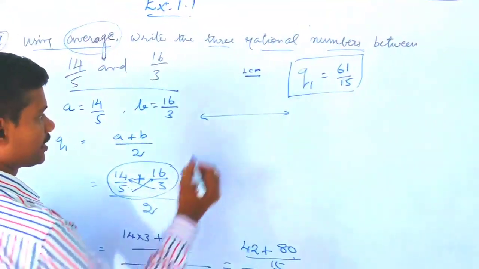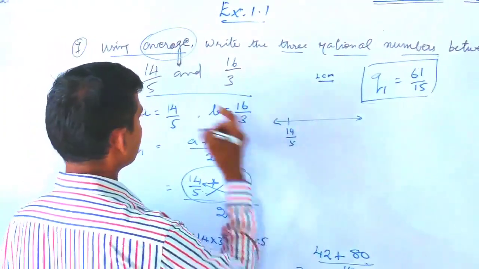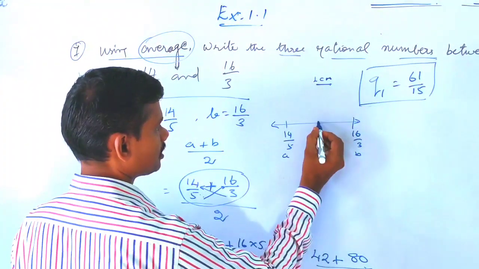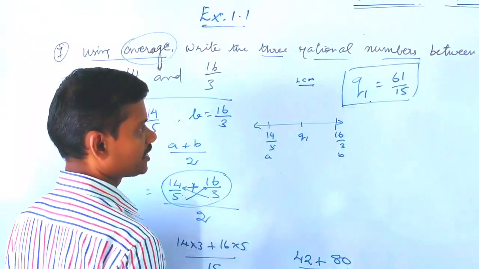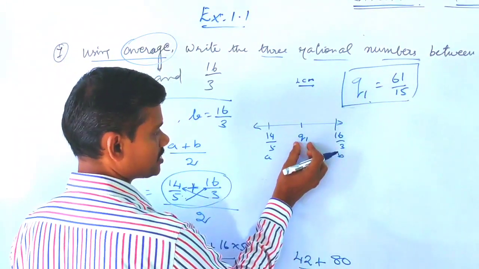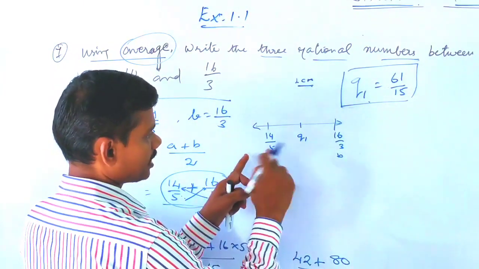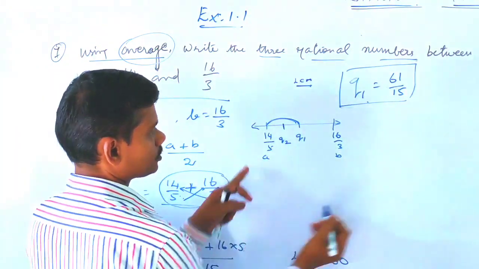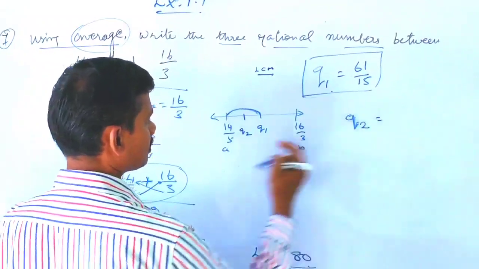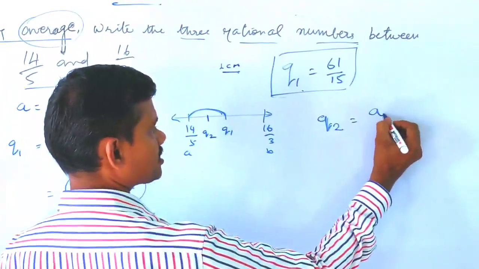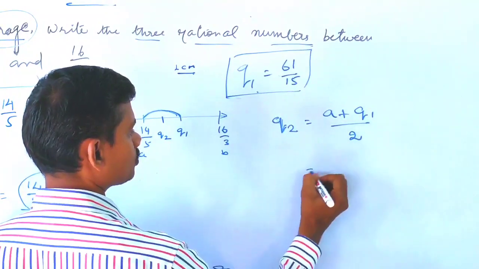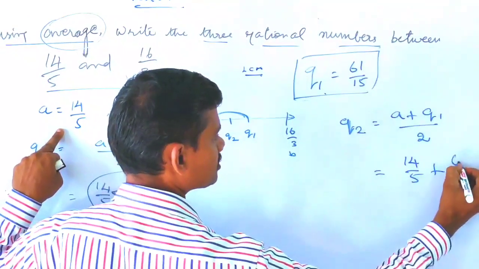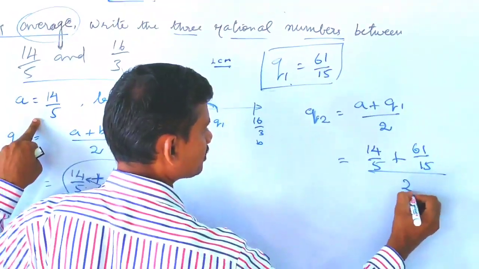Let's draw one number line. Assume that this is the first number 14 by 5 and the second number is 16 by 3. This is A and this is B. Let Q1 be the number we found, which is the first number. I am going to place this Q1 here. Next I am going to find two more numbers which lie between those two numbers. So that is Q2. So Q2 lies between A and Q1. So for that the formula is (A plus Q1) by 2. So what is A? A is 14 by 5 plus Q1 is 61 by 15, whole divided by 2.